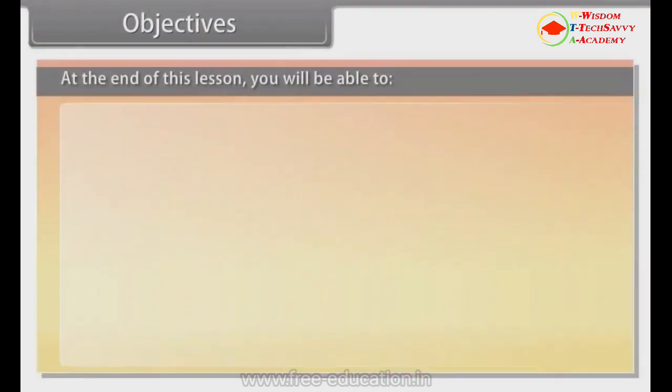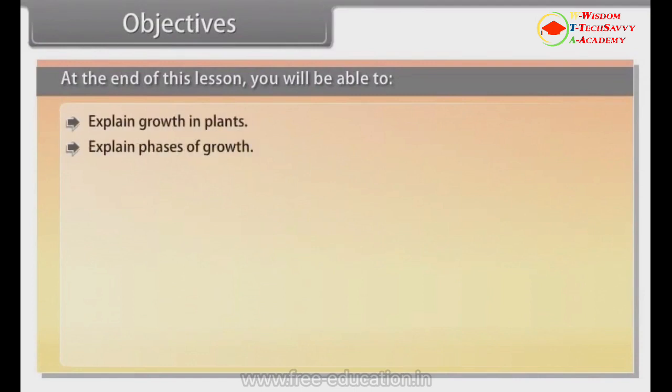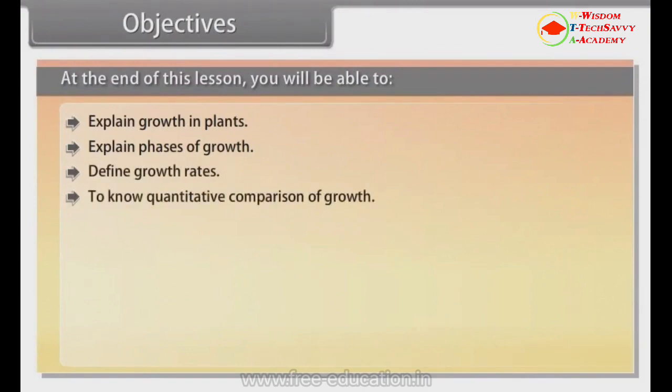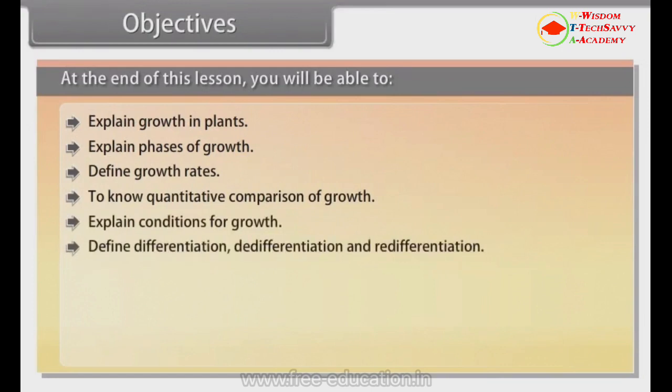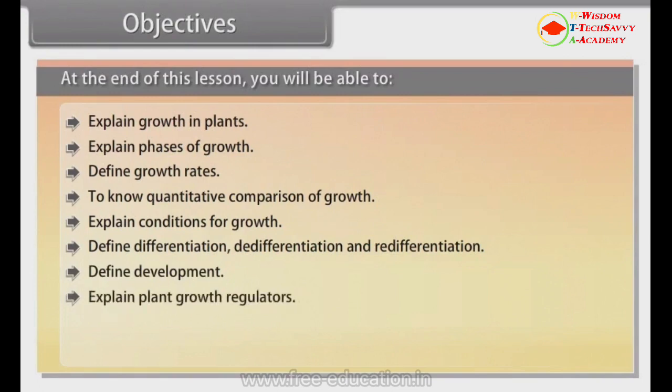Objectives. At the end of this lesson, you will be able to explain growth in plants, explain phases of growth, define growth rates, know quantitative comparison of growth, explain conditions for growth, define differentiation, dedifferentiation, and redifferentiation. Define development, explain plant growth regulators, describe photoperiodism, describe vernalization.